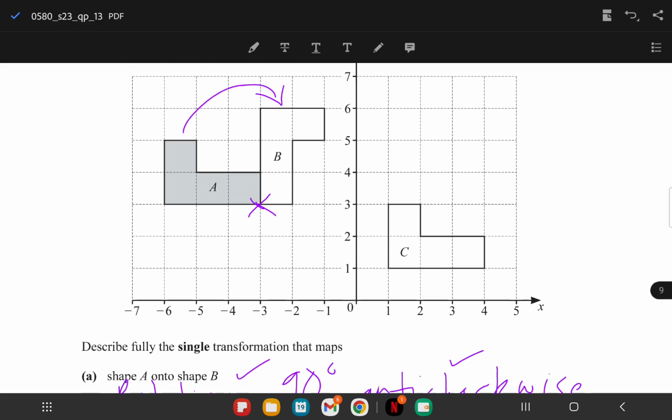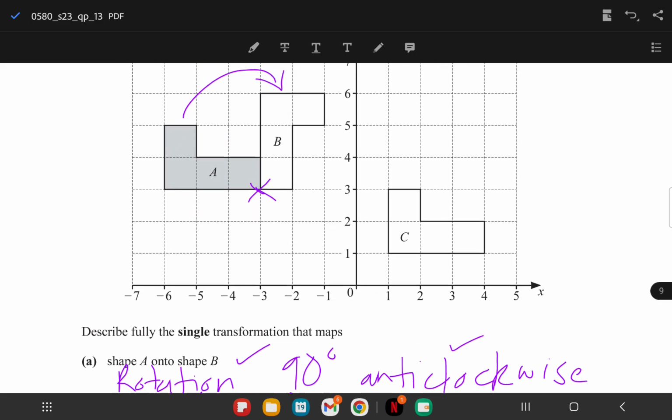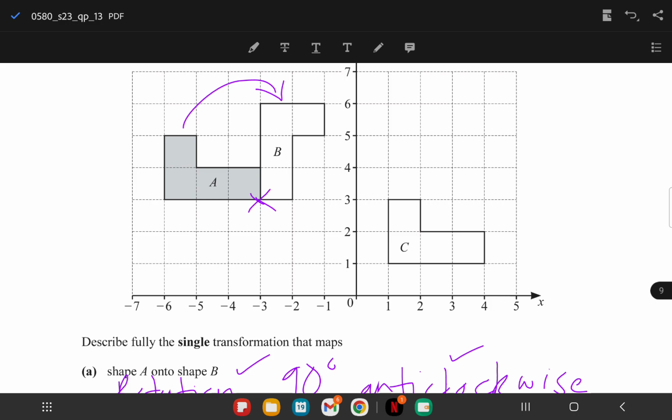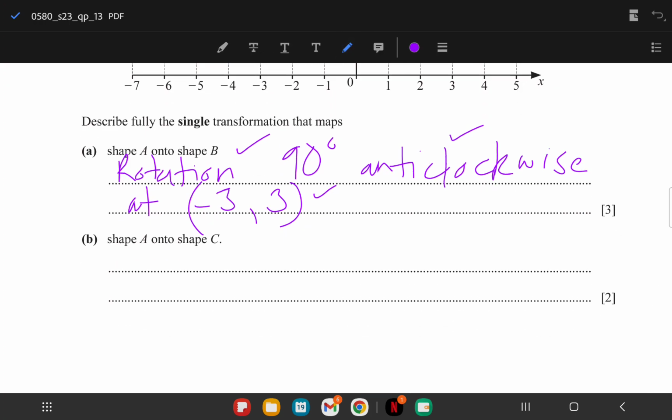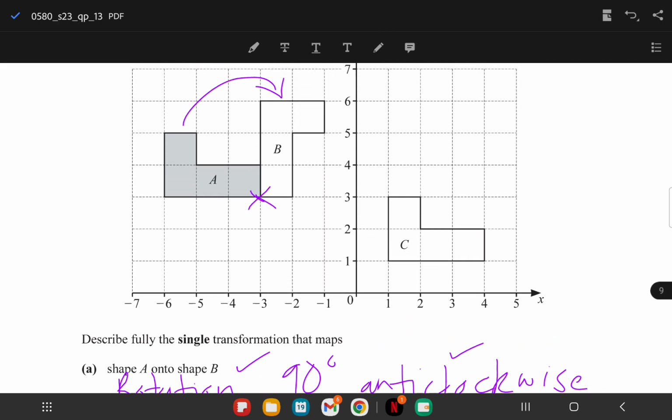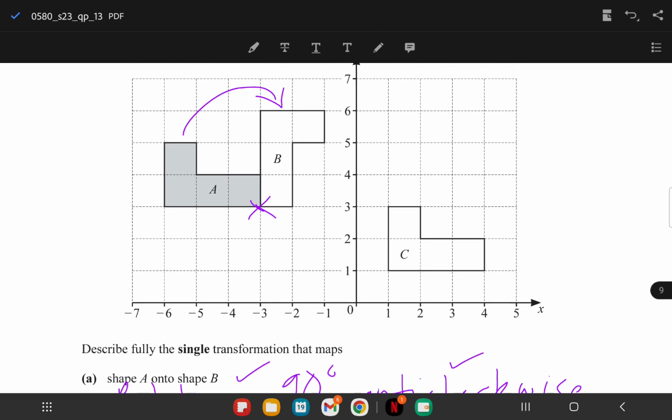And then we have shape C that maps shape A onto shape C. Now that looks like it has moved, so it is a translation. For a translation, you just have to tell us the translation vector, meaning by how much has it moved in the x-axis and how much has it moved in the y-axis.